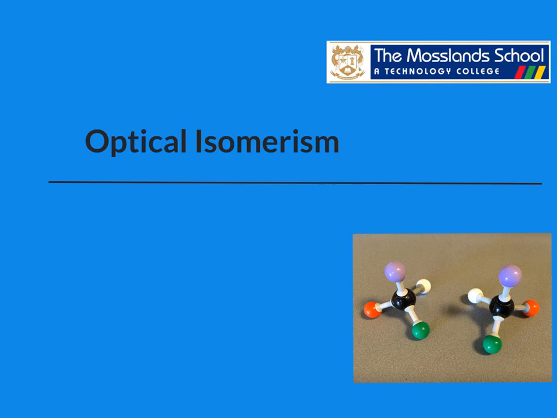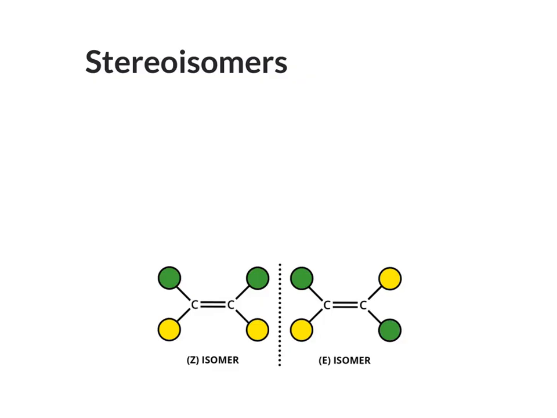Hi, this tutorial is on optical isomerism. So optical isomerism is just a version of stereoisomerism. And stereoisomers you have seen when you looked at alkenes. You've had a little look at how to determine whether an isomer is the Z form or the E form if there's a carbon-carbon double bond in it.